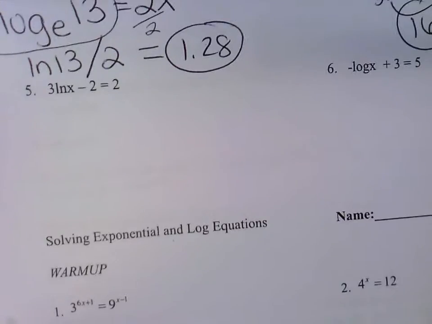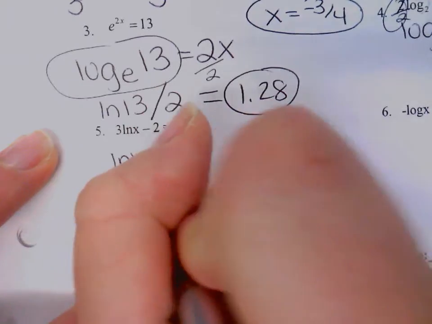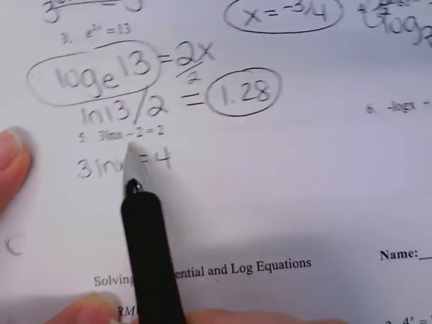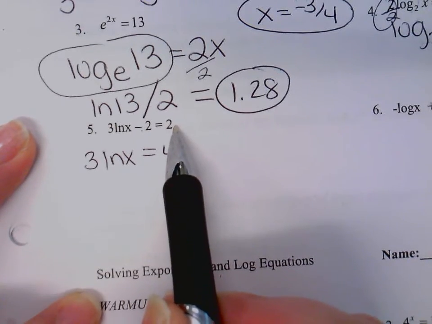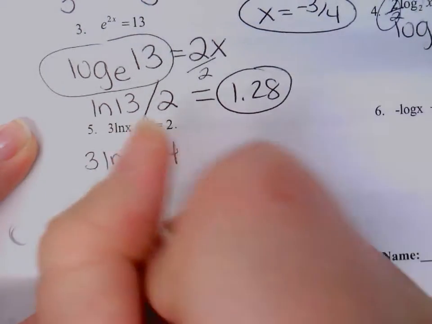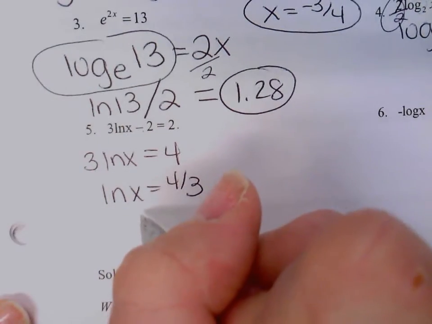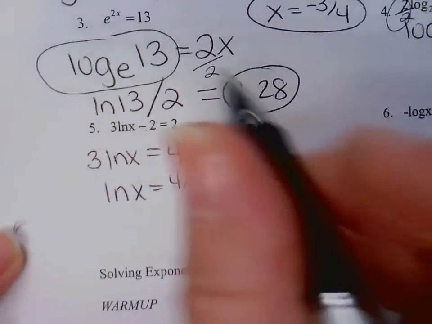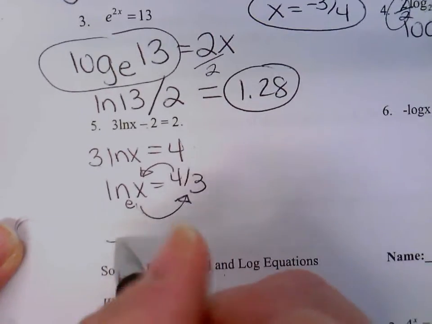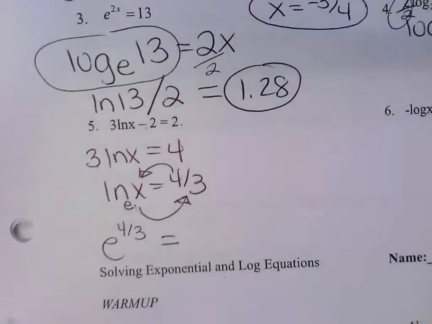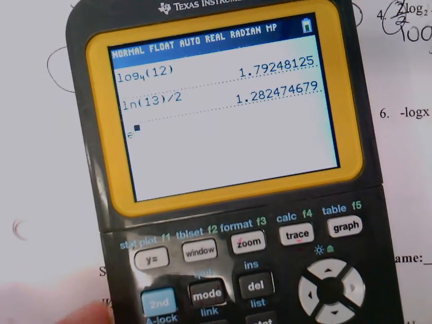Number 5, I think you need a calculator for this one, right? Natural log. So see how this is not connected with a parenthesis? Your first step would be add 4 to the other side. The second step would be divide by 3. So the natural log of x is 4/3. And then your last step is to convert to exponential form. The base is e. E raised to the 4/3 power is going to give you your answer. So on your calculator, you would do e raised to the 4/3 power.